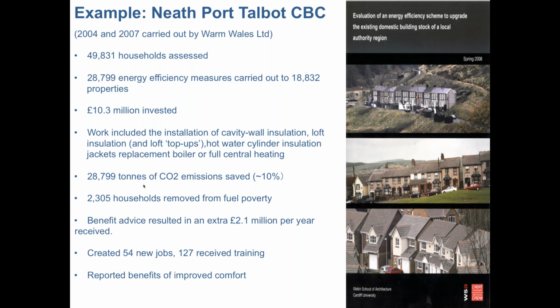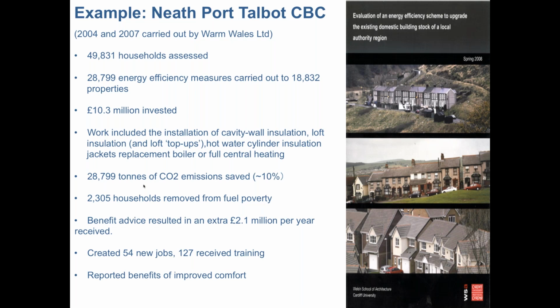As a result of this program, some 10% of CO2 reductions were achieved, even though the measures were relatively small in terms of the cost. Still, just over 2,000 houses were removed from fuel poverty. And these programs also give us an opportunity to do other things.